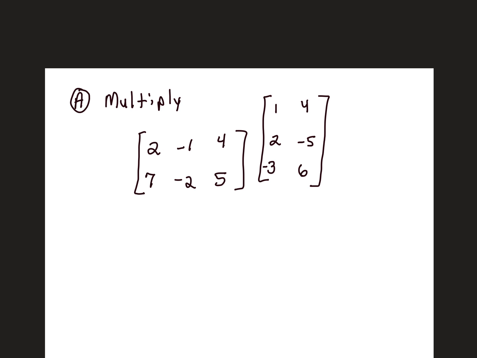All right, can we multiply these two together? I don't know yet. How do I know? What are the dimensions of the first matrix? It's a 2 by 3. Perfect. Row by column. What are the dimensions of the second matrix? It's a 3 by 2. Can I multiply these two lovely things together? Yes. What are the dimensions of my answer going to be?